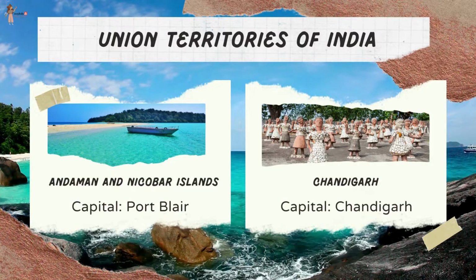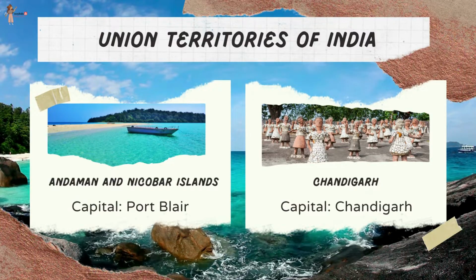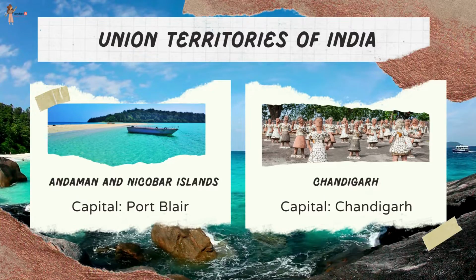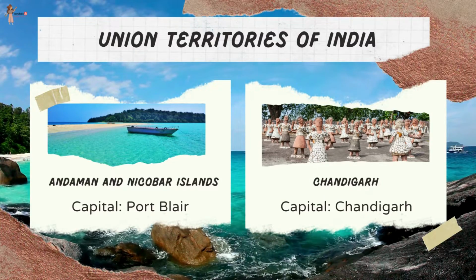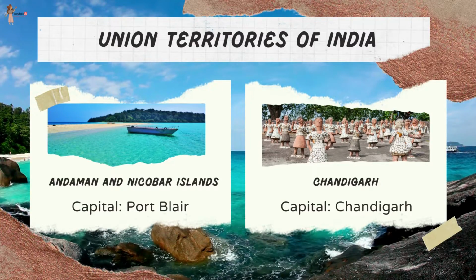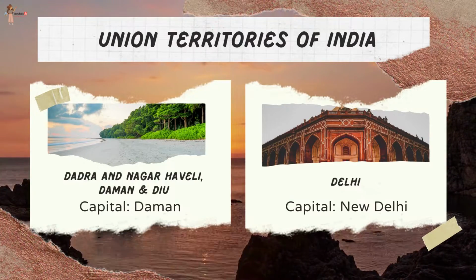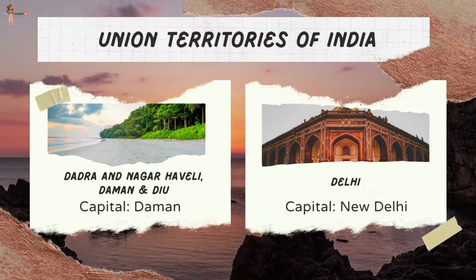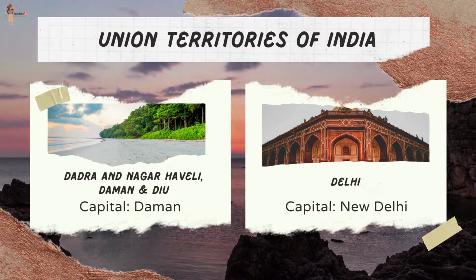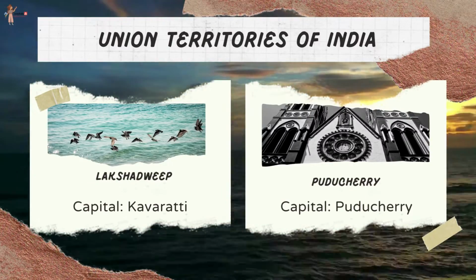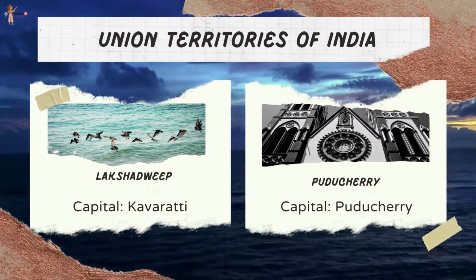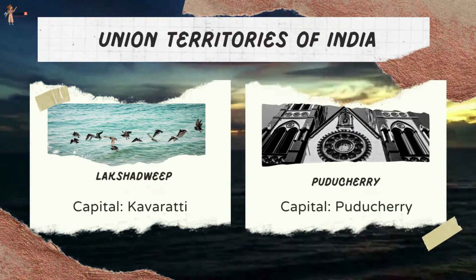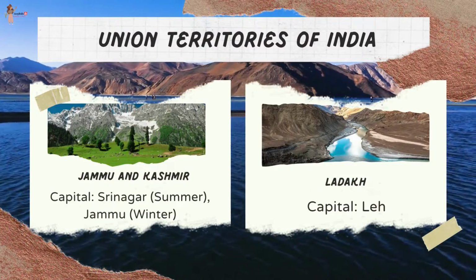Union territories. The capital of Andaman and Nicobar, which is a union territory, is Port Blair. The capital of Chandigarh is Chandigarh itself. The capital of Dadra and Nagar Haveli, Daman and Diu is Daman. Delhi is New Delhi. The capital of Lakshadweep is Kavaratti and Puducherry is Puducherry.